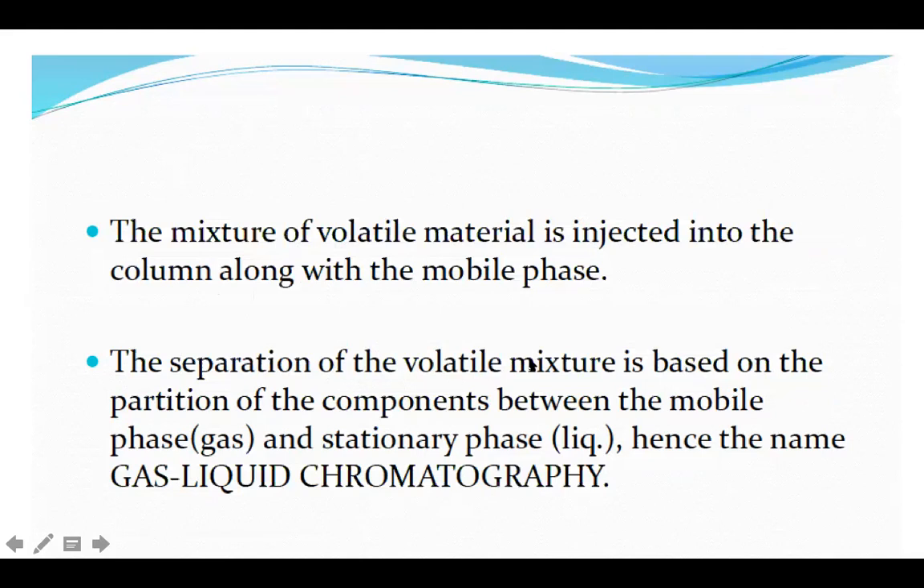The mixture of volatile material is injected into the column along with the mobile phase. The separation of the volatile mixture is based on the partition of the components between the mobile phase and the stationary phase. Here the mobile phase is gas and the stationary phase is liquid in case of gas chromatography. Hence the name gas liquid chromatography. And if this gas liquid chromatography is connected to a mass spectrometry, then it is called GCMS, gas chromatography MS. So we can even get the molecular weight of the separated compound.